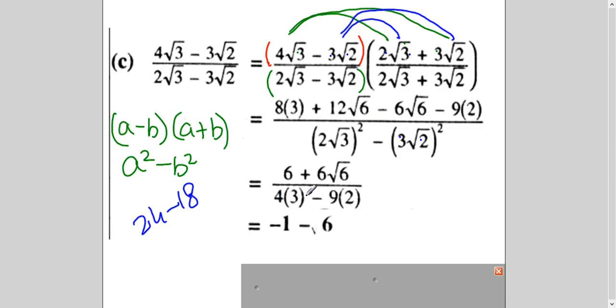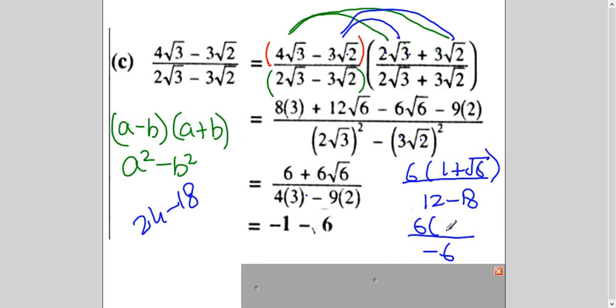So 4 3s are 12. If I do one step here, 4 3s are 12, 9 2s are 18, right? And if I take 6 common out, I have what? 1 plus root 6. 12 minus 8 is minus 6, right? So 6 will cancel with 6. This is in root, okay? And this minus sign will become minus 1 minus root 6.